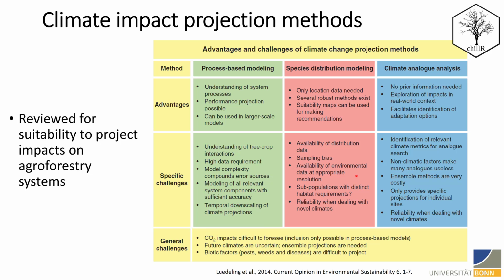Sometimes we don't have environmental data at the appropriate resolution, which is another challenge here. And there may also be subpopulations of a species or of a system with distinct habitat requirements. So there may be different ecotypes of a particular tree species, for example, and some of them may tolerate drought a bit better than others. It's not at all implausible.